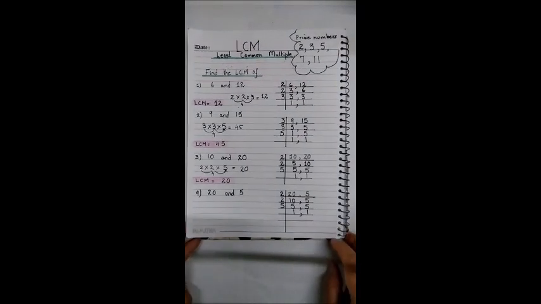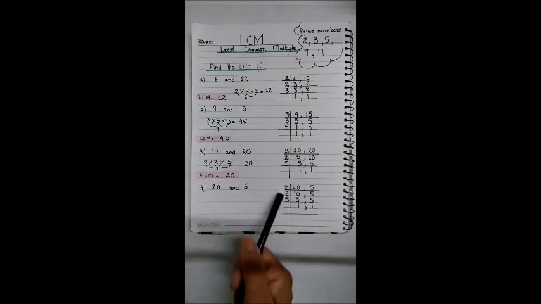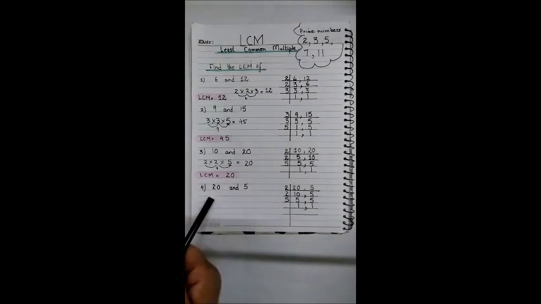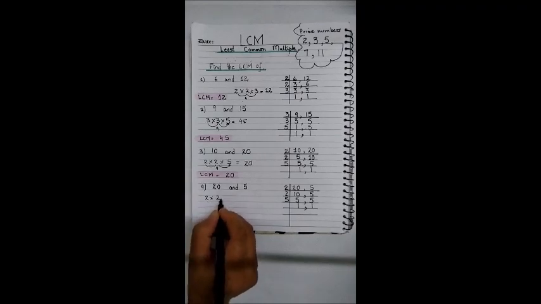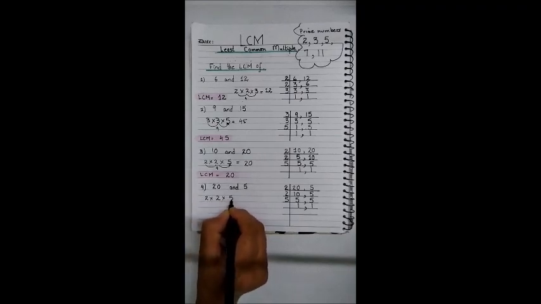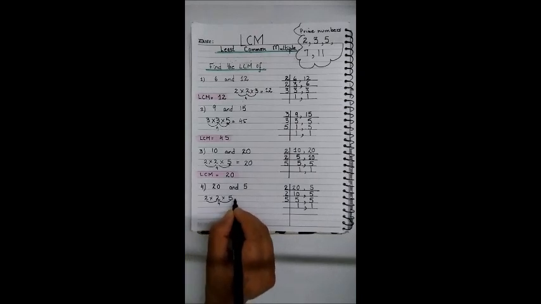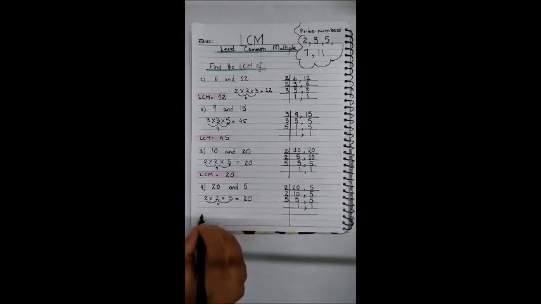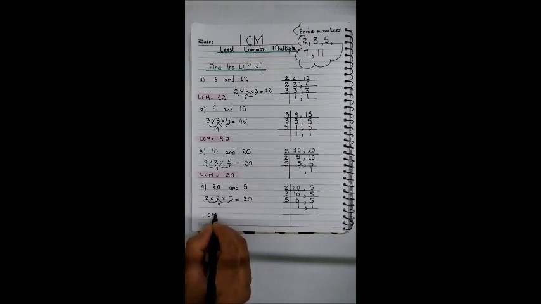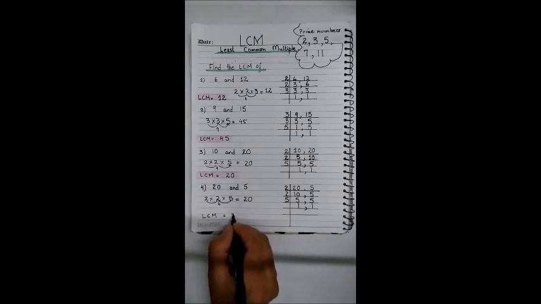So, let's write down the prime number. Let's multiply these figures. I'll bring these figures here. 2 multiplied by 2 multiplied by 5. 2 2s are 4. And 4 5s is equal to 20. So my LCM will be LCM equals 20.